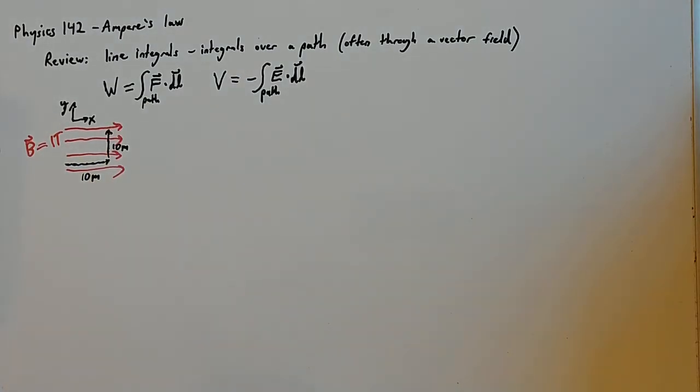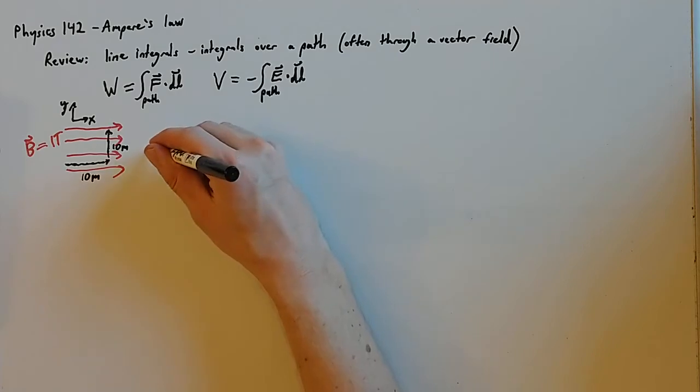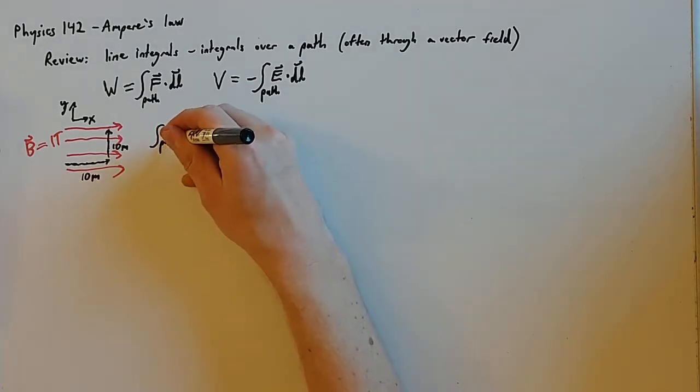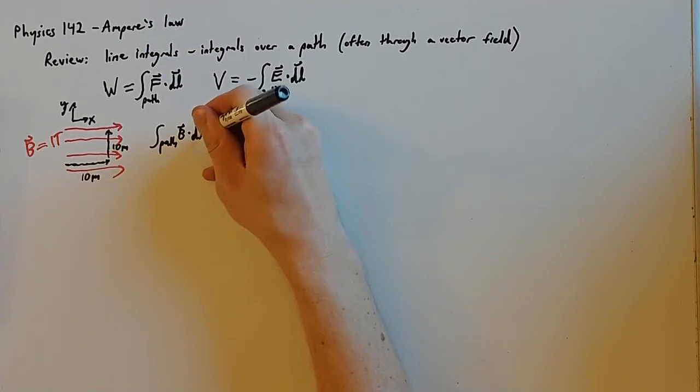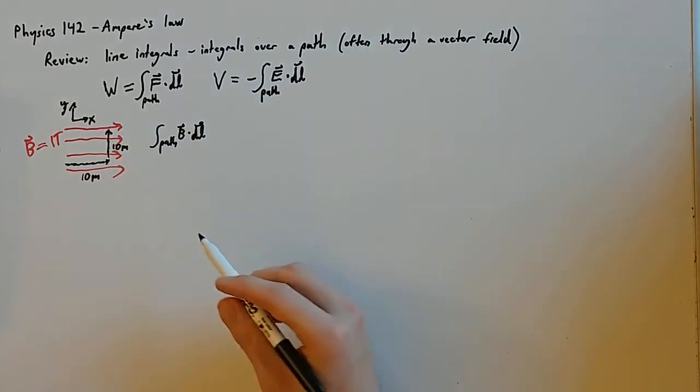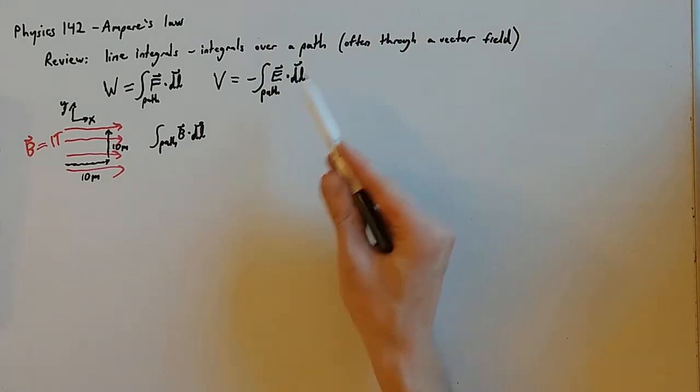And so if I wanted to take a path integral here to represent what was going on, what I would do is I would say, well, let's take the integral over my path of B dotted with dl. Let's think about this as similar to taking E dot dl.